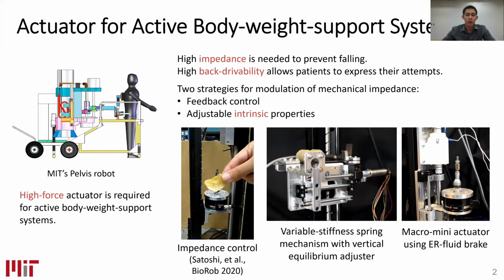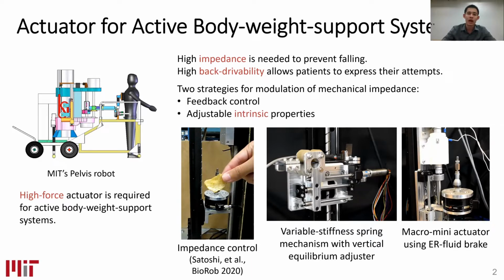We are going to develop an active bodyweight support system. An active bodyweight support system requires a high force actuator to carry the human weight. To have the high force, we need a high transmission ratio. But a high transmission ratio, which provides high impedance to prevent falling, means the intrinsic property of the actuator cannot allow us to have high backdriability.